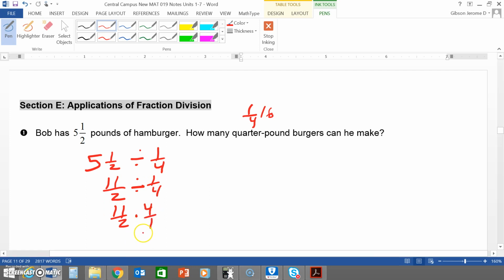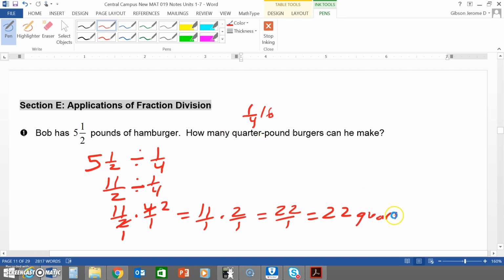Now we could simplify across before we multiply. We could divide 2 into both of these values. 2 goes into 2 once, 2 goes into 4 twice. So we have 11/1 times 2/1, which is 22/1, which is 22. So this person can make 22 quarter-pound hamburgers. That's a lot of hamburgers.